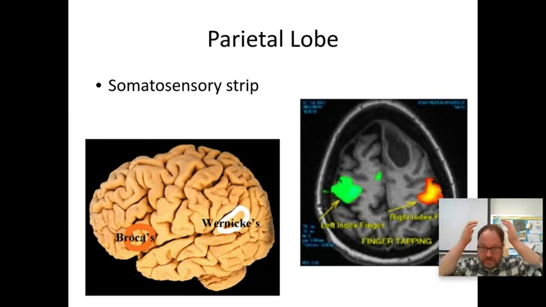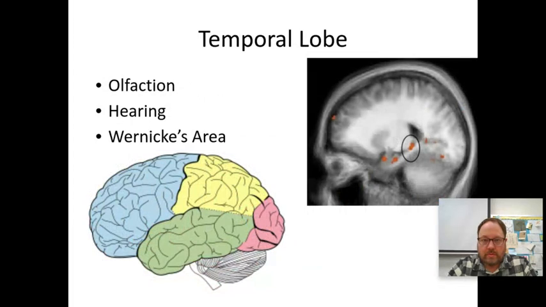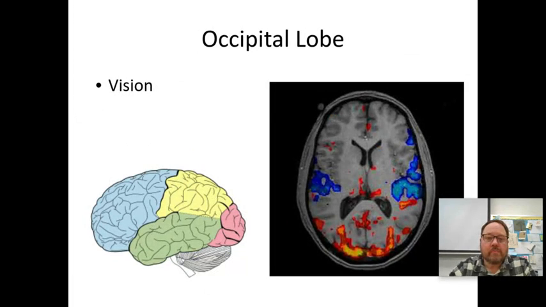The parietal lobes on the side of the brain, they have the somatosensory strip where, again, sensory information goes in and we can perceive that. So that's an important part of the parietal lobe. In the temporal lobe, that's on the side of the brain, we perceive things like smells. It's also where we hear sounds. Wernicke's area is about speech recognition. So again, it sort of makes sense that the wiring that allows us to make sense of what we hear is in the area of the brain that's close to our ears.